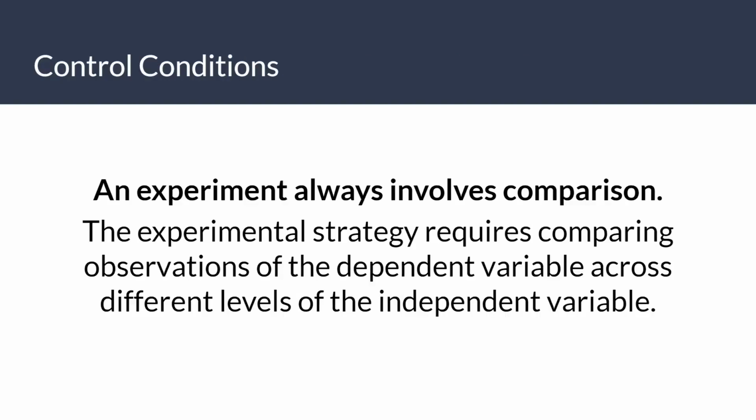Now let's talk about having a control condition in your study. And what is a control condition? An experiment always involves comparison. The experimental strategy requires comparing observations of the dependent variable across different levels of the independent variable. For example, how are we going to know if there's a difference between 2 doses and 1 dose of a medicine? Then let's have one group that will take a greater amount of medicine and one group that will take a lesser amount of that medicine, in order for us to know that higher doses result in a greater effect.